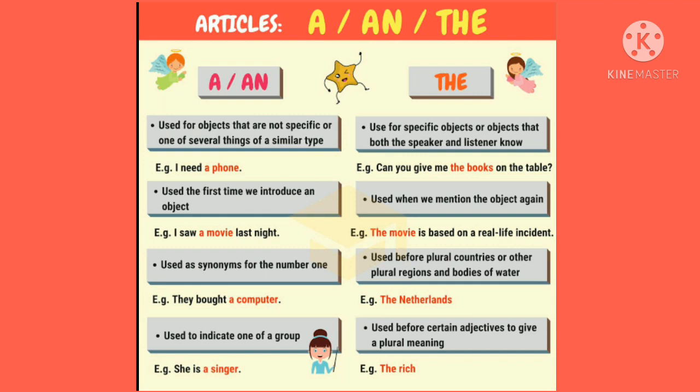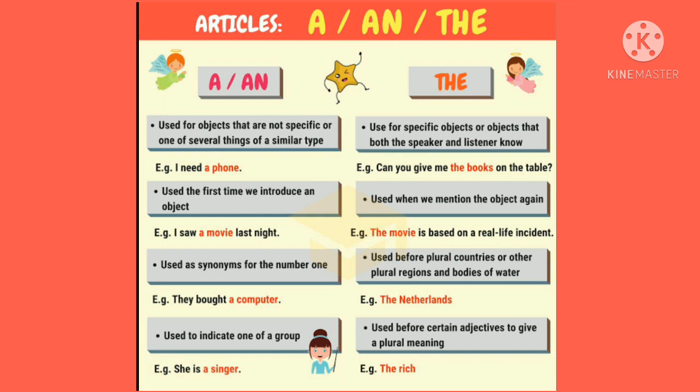And just like that, we have another example, the Netherlands. And of course, water bodies also are given with the article the. The Pacific Ocean, the Indian Ocean, and as such. The final point is a and an are used to indicate one of a group.